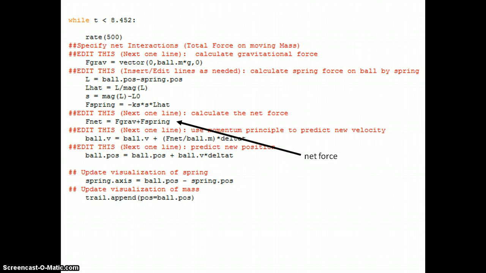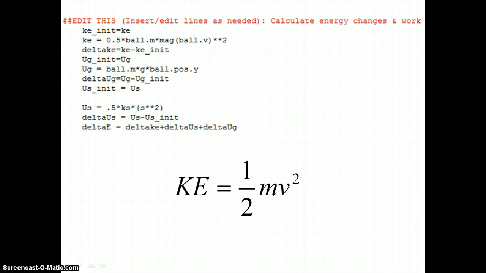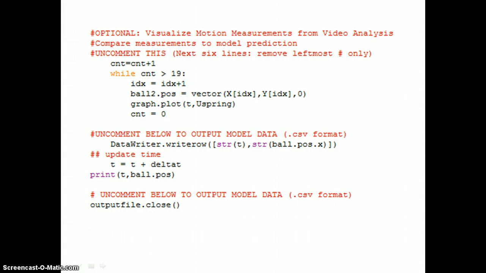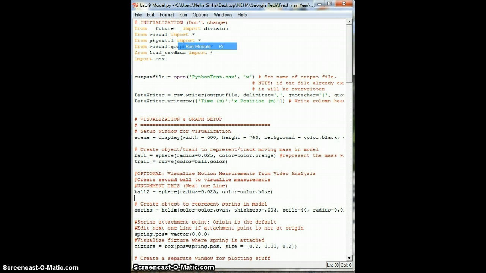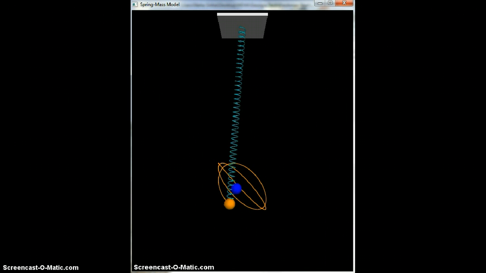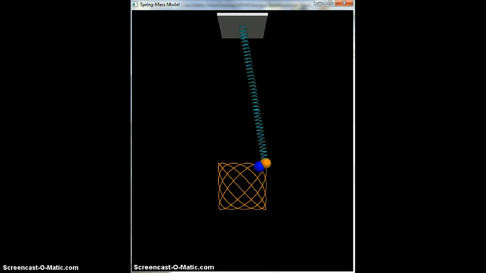The net force is gravitational force plus spring force. The momentum principle is applied to update velocity and position. Kinetic energy is 1/2 mv squared. Gravitational potential energy is mgh, and spring potential energy is 1/2 ks squared. Here, all energy calculations are updated. Time is updated here. And now here you can see the model in Python. Note that the yellow ball represents the model data, and the blue ball is the experimental data from Tracker.